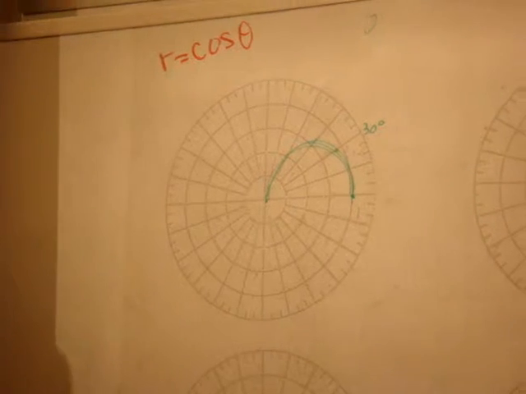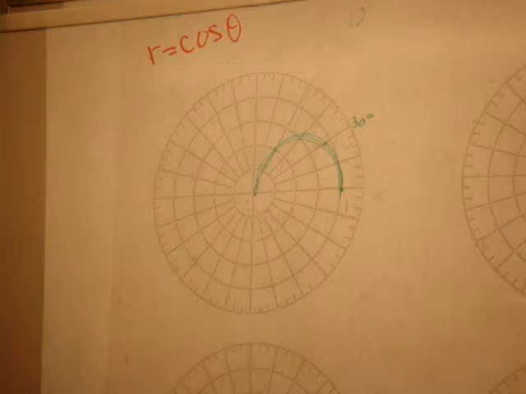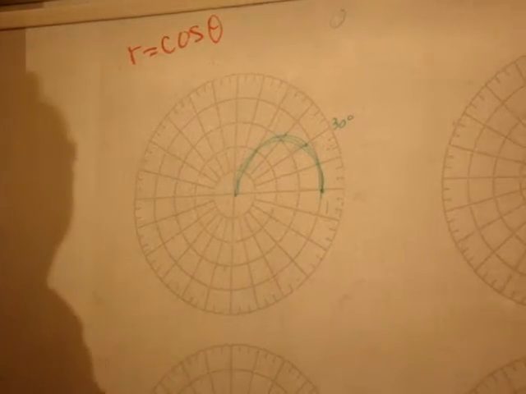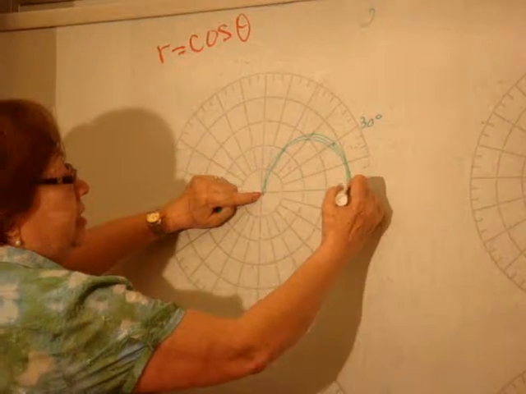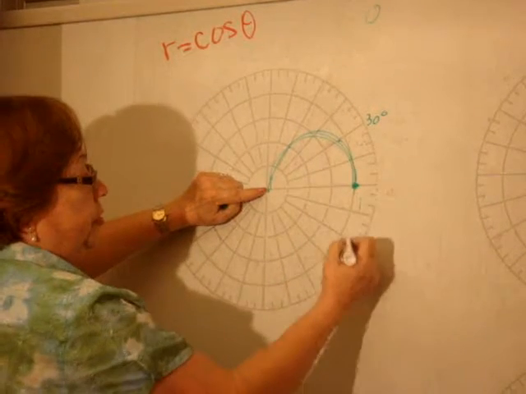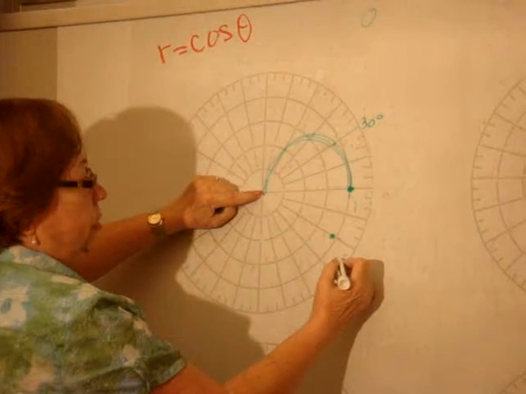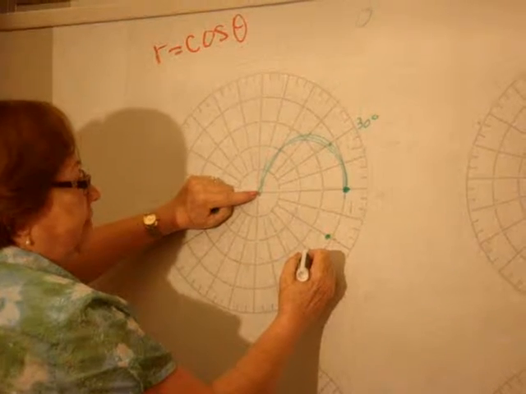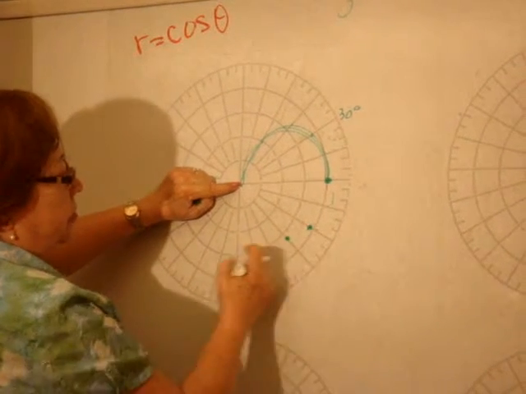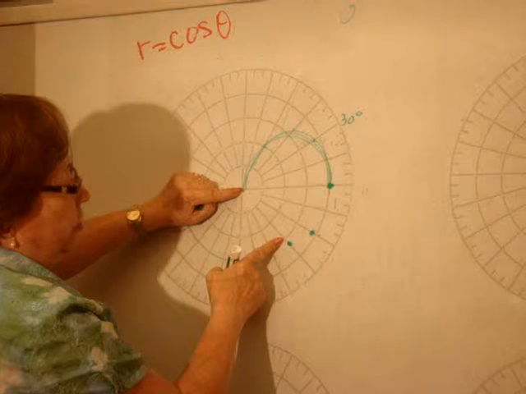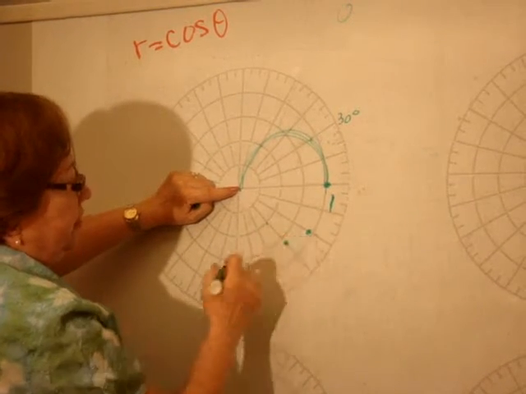Agree? Yes. Where does cosine become positive again? Fourth quadrant, yes or no? What is it at 360? It is 1, yes? Yes. At 330, 0.9, yes or no? At 315, 0.7. 0.7, yes or no? This is 1, so that's 0.5, this is 0.7, yes or no?